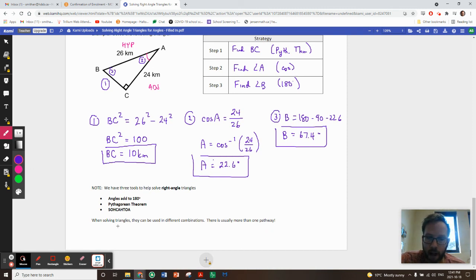Keep in mind the skills we have for solving right triangles. If you have two angles, you can always find the third. The angles add up to 180. If you have two sides, you can always find the third using Pythagorean theorem. And of course, in other scenarios where you have a side and an angle or two sides, you can use SOHCAHTOA.